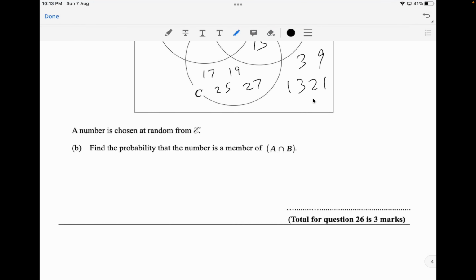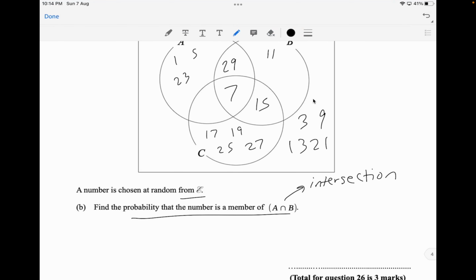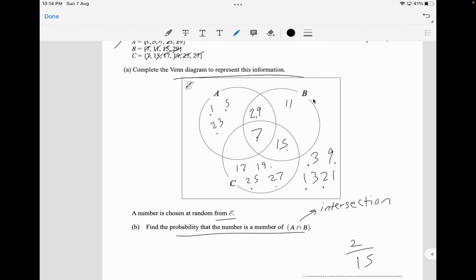Now let's move on to the final question. A number is chosen at random from this universal set. Find the probability that this number is a member of A intersection B. So set A intersection B, whatever is in both set A and B. You have 2 numbers. That's not going to be the final answer. You're going to have 2 divided by a total of 1, 2, 3, 4, 5, 6, 7, 8, 9, 10, 11, 12, 13, 14, 15 numbers. 2 divided by 15 should be your final answer.